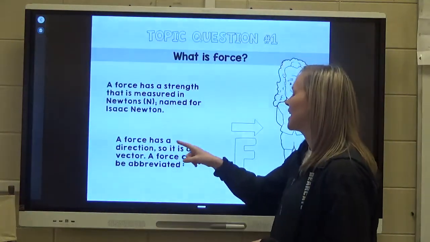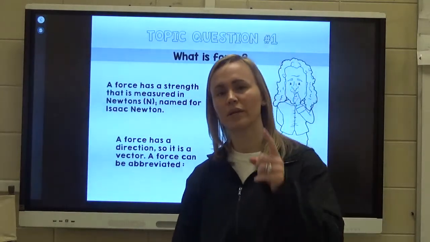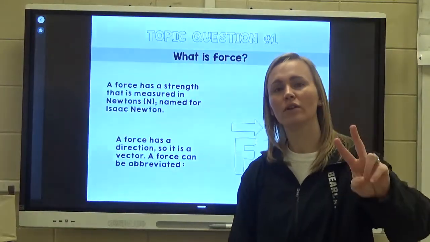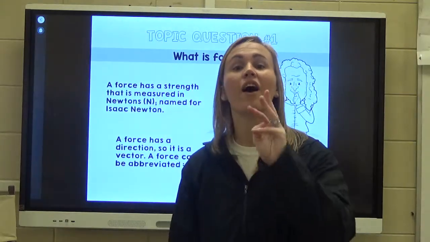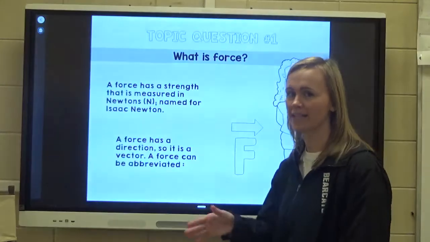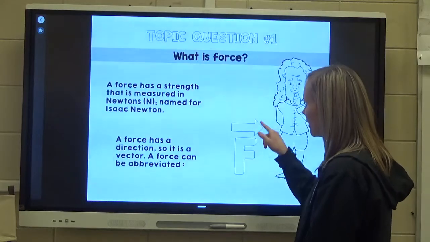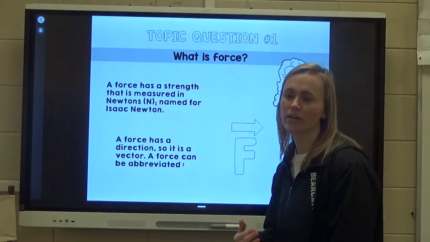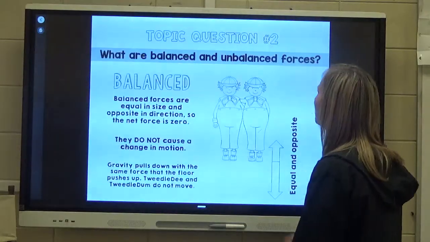A force has a direction, so it's also a vector. So right now we know a couple of things that are vectors. We know acceleration, force, and velocity. Those 3 are all vectors. Speed is not. Speed only has size, not direction. If you were going to abbreviate force, you can use a capital F with an arrow over it, just showing the push or pull on that object.